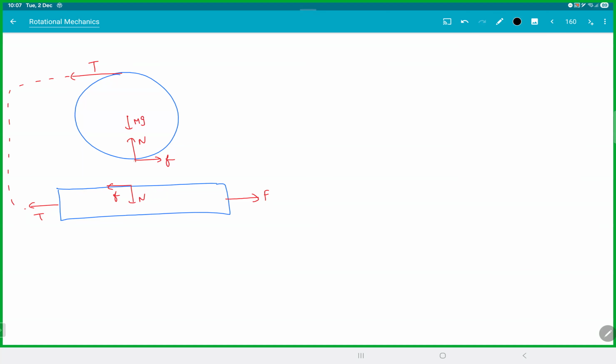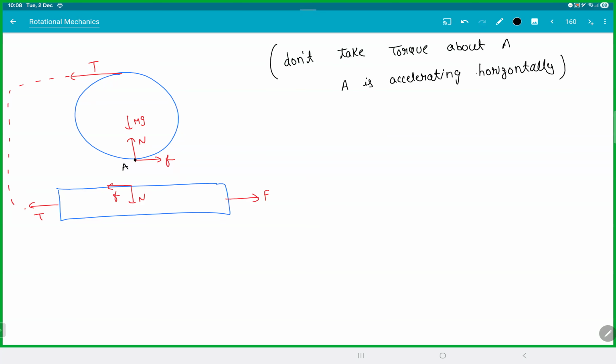Now be careful. Don't take torque about A. A is accelerating now. A is accelerating horizontally with the acceleration of the plank, and I don't know the value. So that is how we know when to take the bottommost point, when you're on the ground. So you can just remember like that. Next thing, the accelerations: acceleration of the plank, acceleration of the cylinder, and I'll take it as alpha. You can assume any directions. The signs will take care.